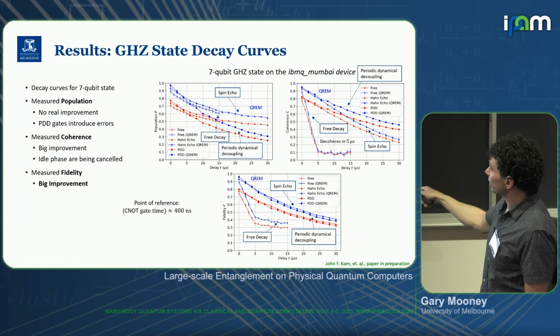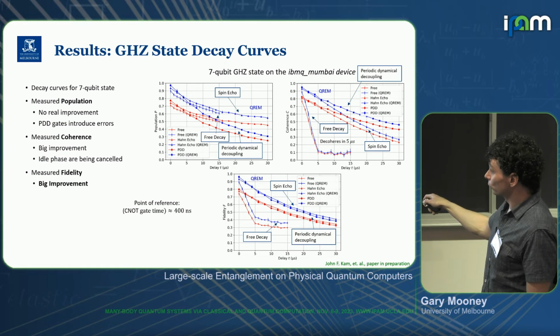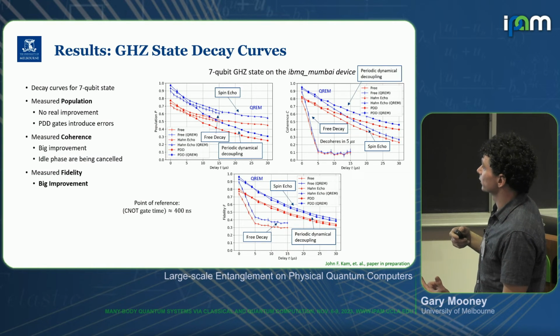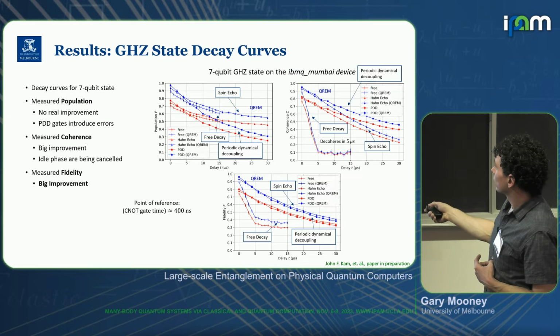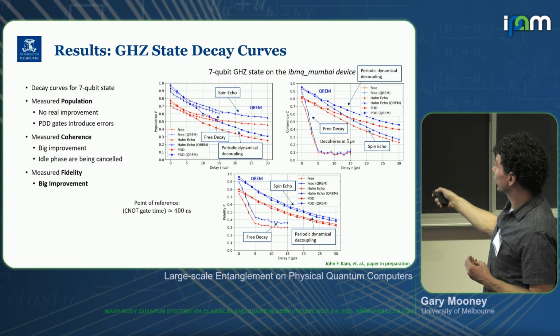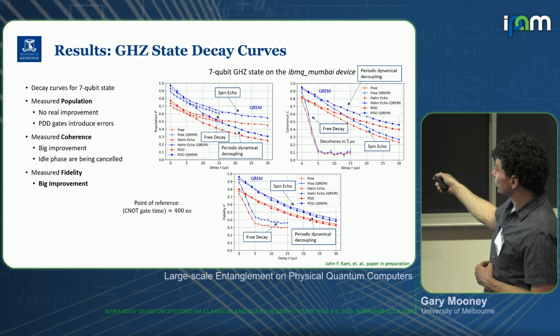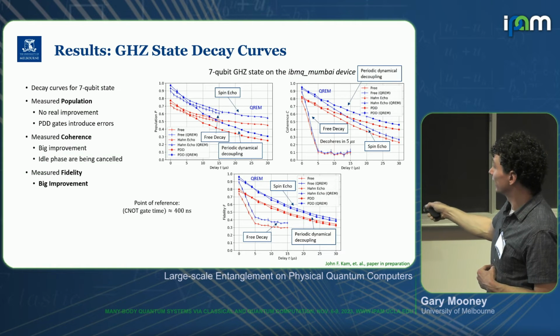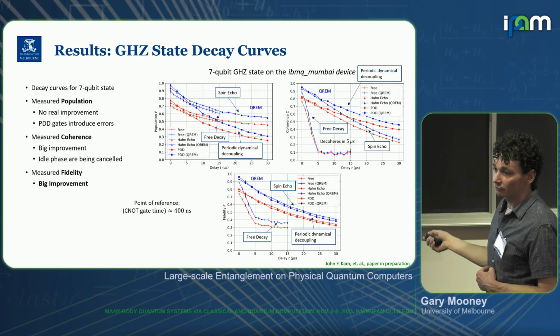And you can see that for population, spin echo improves, but for periodical dynamical decoupling, it actually makes the population worse. That's because every time you apply these gates, they introduce their own errors into the system. But for the coherence, it's a different story. Periodical dynamical decoupling gives the best results, and spin echo is still good, but not quite as good. And then you've got this free decay, which decoheres in 5 milliseconds.